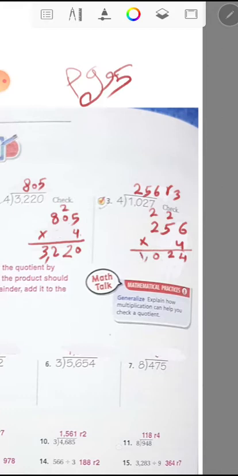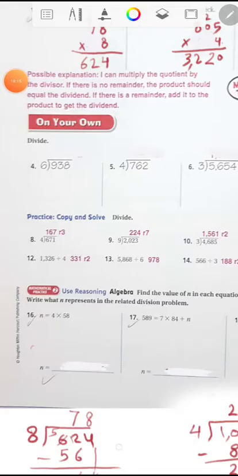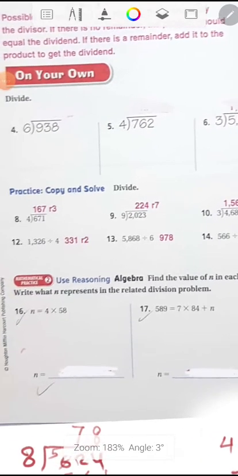What I have to do, I have to add the remainder 3. Now add 3. 4 plus 3 equals 7, and the other digits will be the same. So this is the dividend. That means my answer is correct. Now I will solve number 16 and 17. Number 16, he told me that you have to find the value of n in each equation.